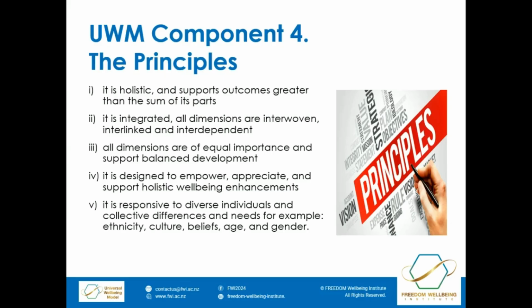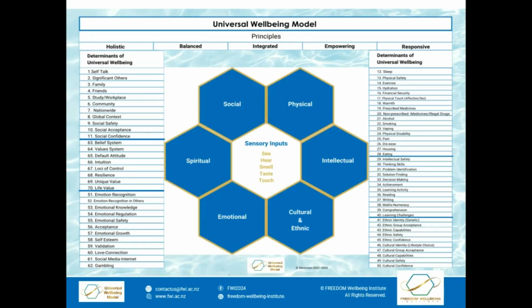Finally, the final principle encourages us to understand that the universal well-being model is designed to be responsive and to actually support different individuals and collectives to actually understand well-being, regardless of their ethnicity, culture, beliefs, age, gender, or other aspects. So this is a colour picture of the Universal Wellbeing Model.